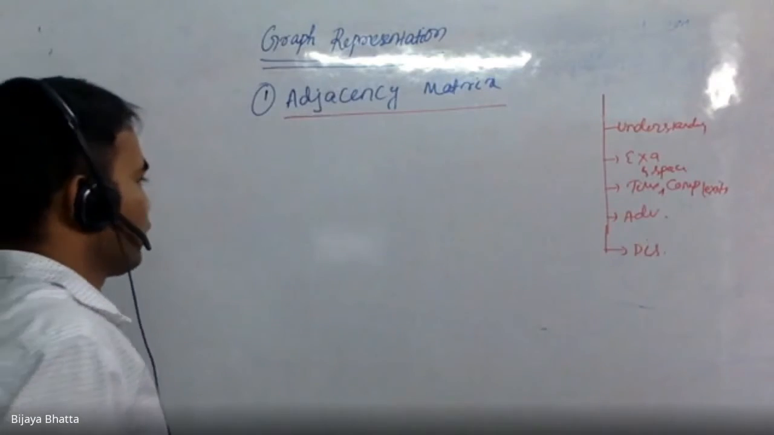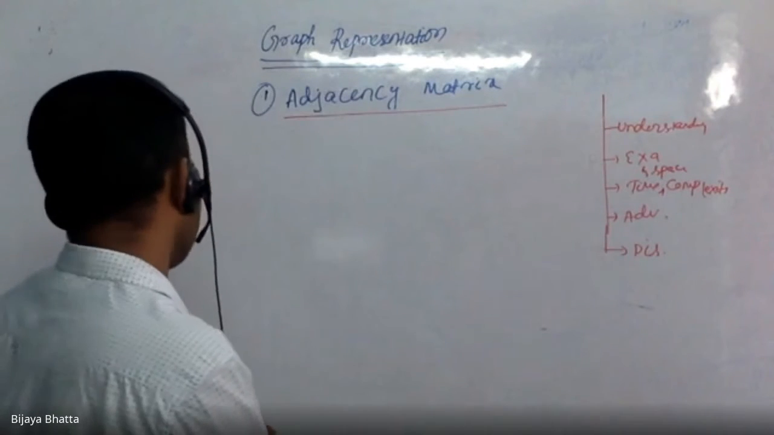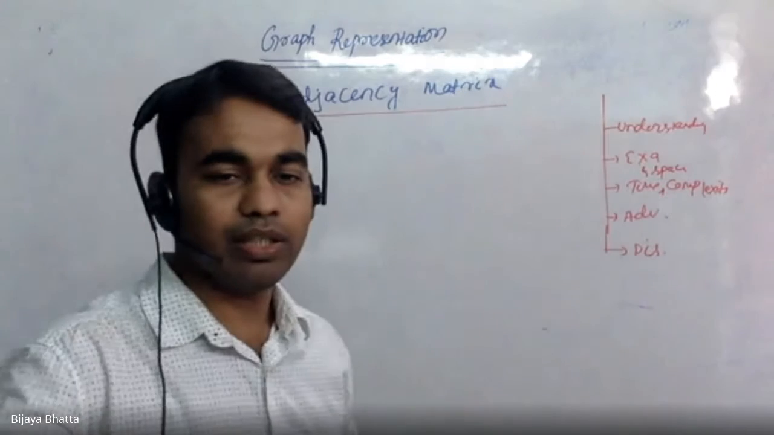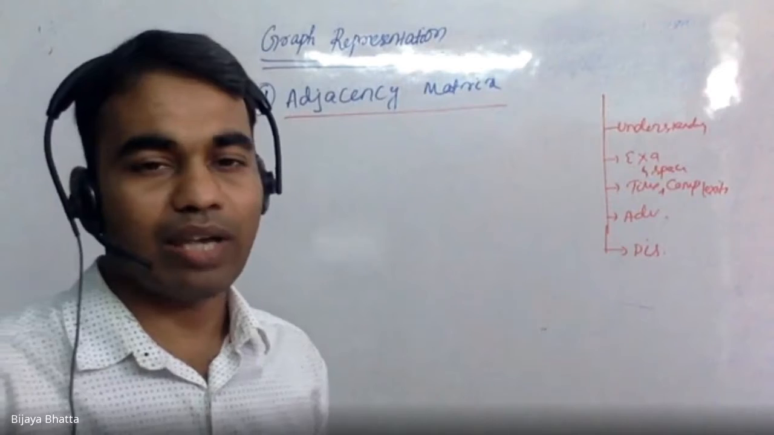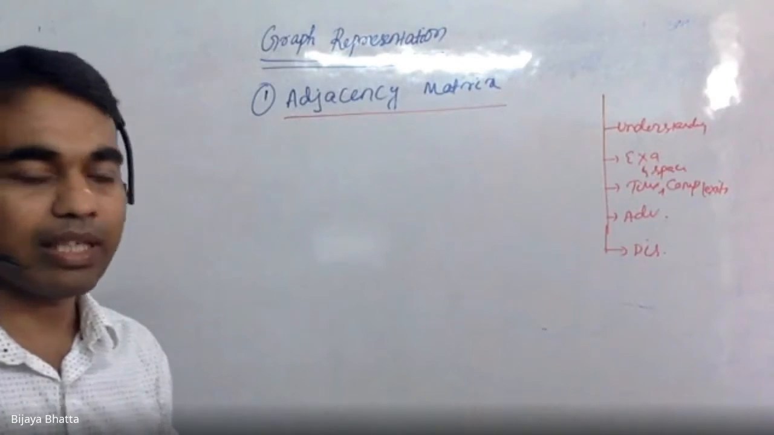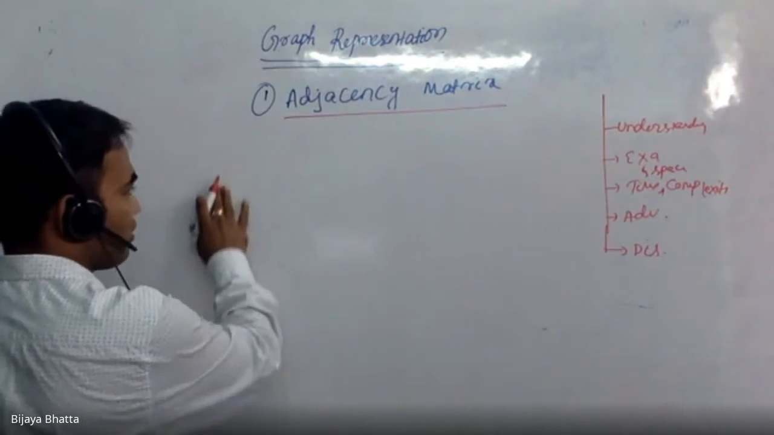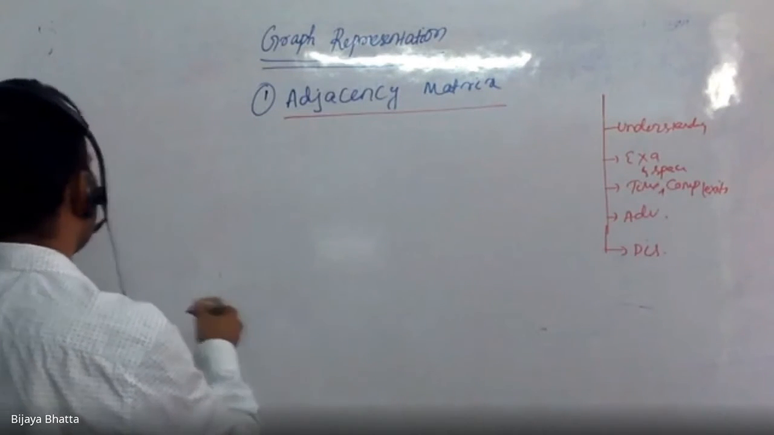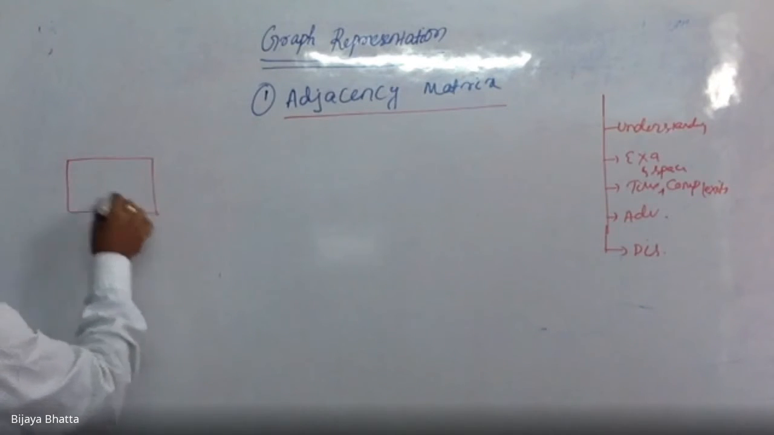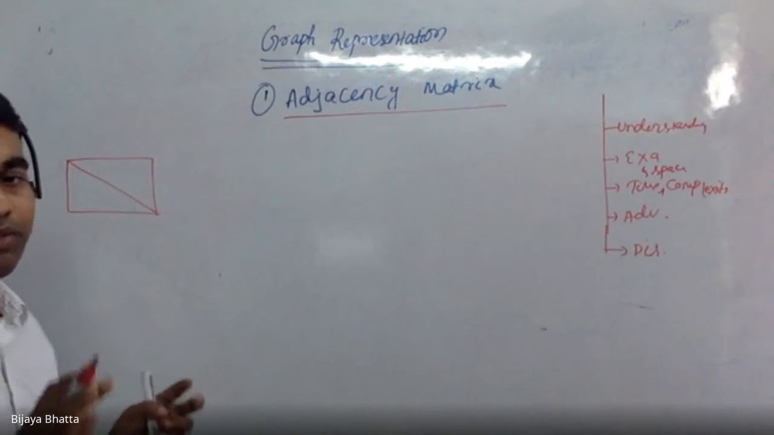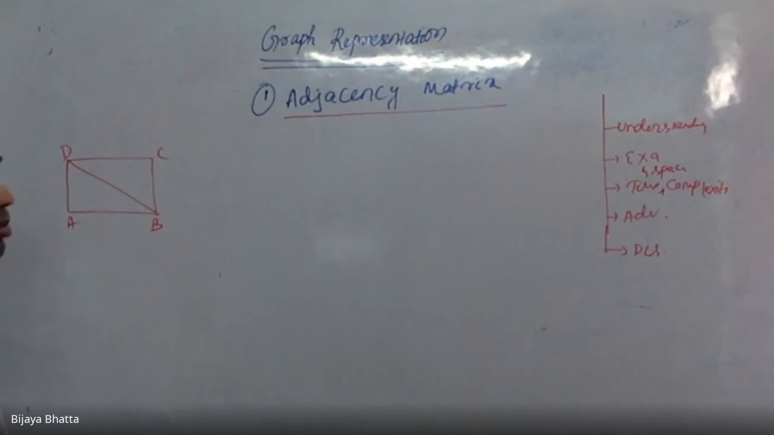Before going for the definition, let's first understand what is this adjacency matrix. Given any particular graph, suppose let me take a graph, maybe of 4 vertices. Suppose this is A, B, C, D. Suppose this is my 4 vertices.